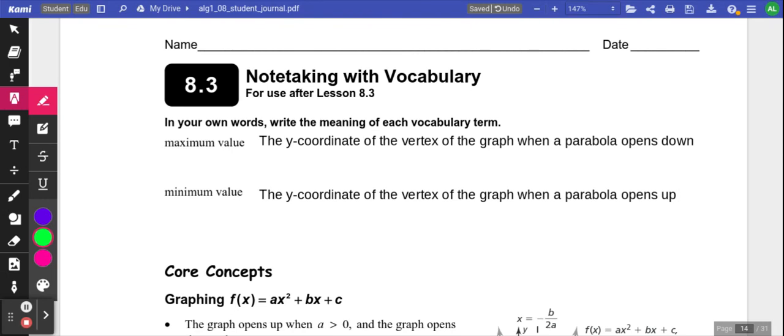Hello, everyone. We are going to go through that last day of 8.3. We have 3 days of 8.3 and then just one of 8.4 that we're going to finish up this week.